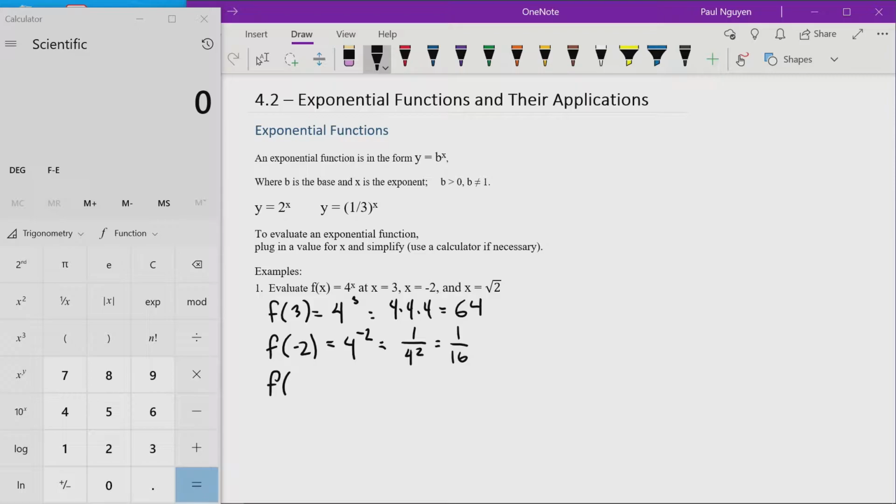f of the square root of 2 is 4 to the square root of 2. We evaluate this with a calculator. Just put 4 to the square root of 2 in your calculator, and you'll get 7.10299331 approximately.